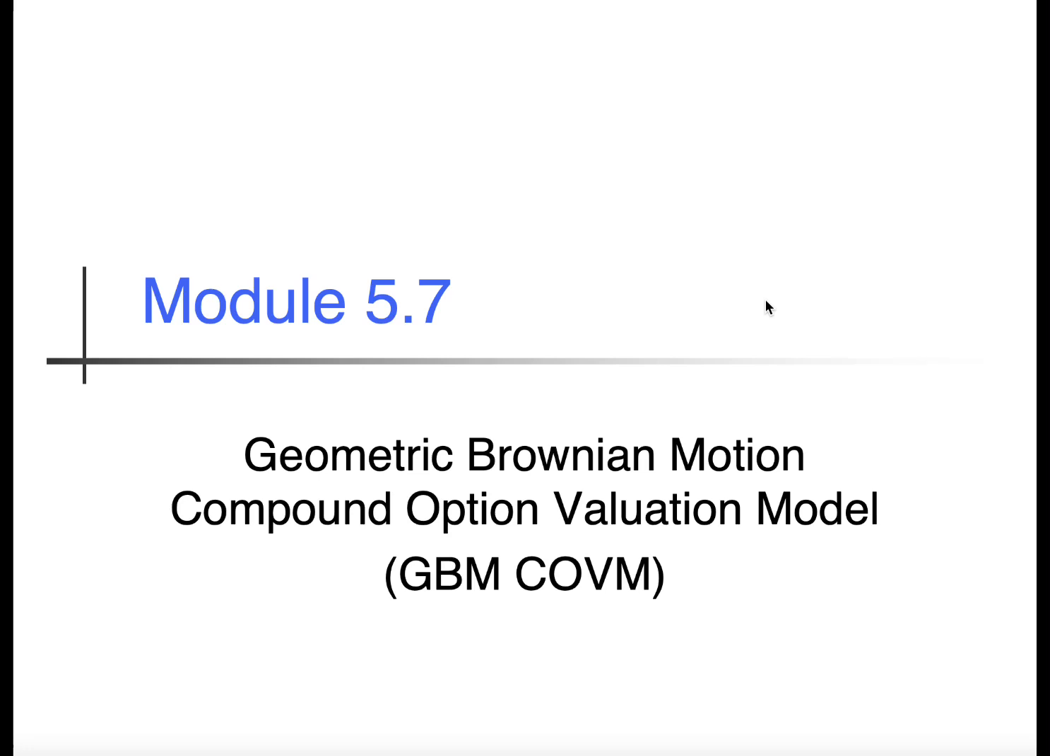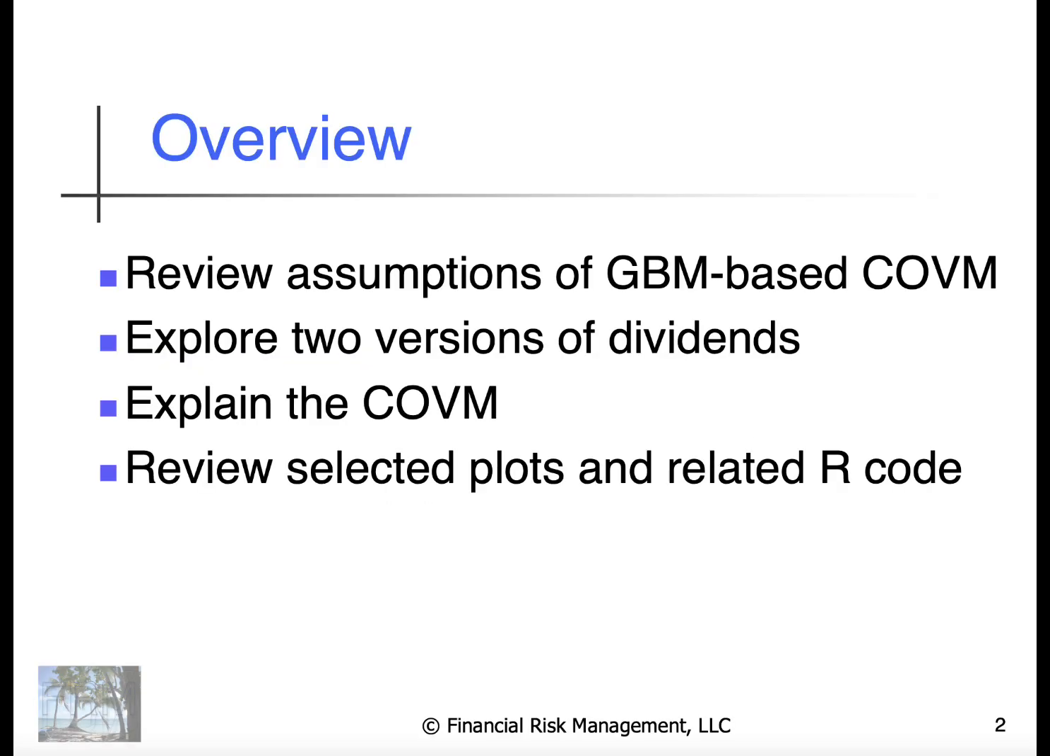In Module 5.7, we turn now to the compound option valuation model. We'll be looking at this model within the context of geometric Brownian motion. I've actually worked on an arithmetic Brownian motion version of it, but it's not presented in this book. And so we're going to review some of the basic assumptions of the GBM-based compound option valuation model.